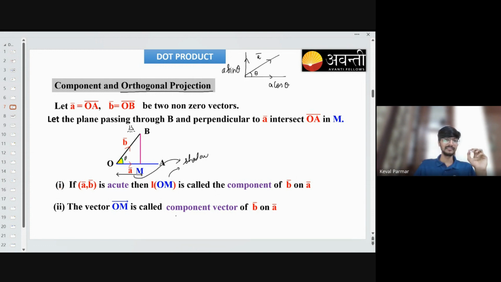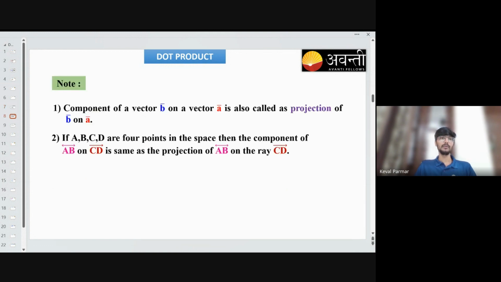So that means this length OM, which I like to call shadow, is the component of B bar on A bar. Now mind it, it is a length. Shadow है ना? Length है. If I want to write it as a vector, I can call it the vector component of B bar on A bar. Correct, guys? Let's see what we have next.